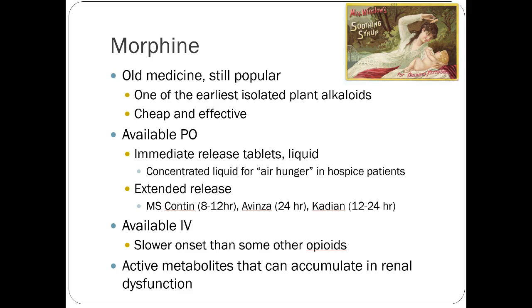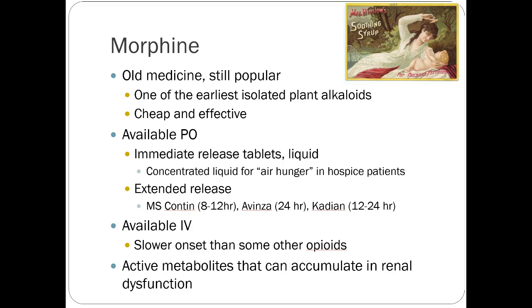It comes as immediate release products. Again, you can give it as a straight tablet, which will have effect pretty quickly. It comes with some extended release products. There's a couple different ones on the market. These are their brand names. I don't care that you know the differences of them, other than knowing that morphine exists in an extended release tablet.